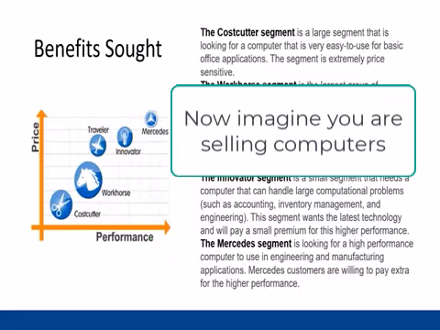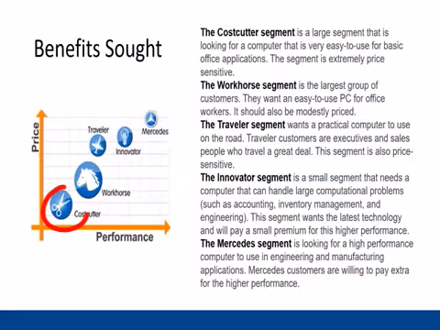So the cost cutter segment is looking for something that's easy to use and also pretty cheap. They don't need it to do a whole lot of fancy stuff. They aren't playing computer games on it. These are people who are probably using it at home. The workhorse segment is using this in the office, so they're going to be more likely to want office types of software on it. They're going to want it to be a little bit more powerful.